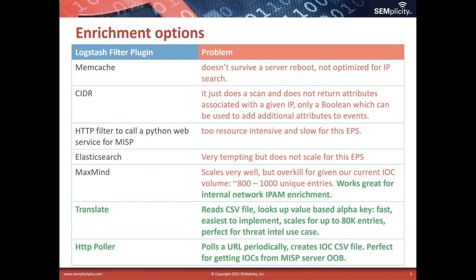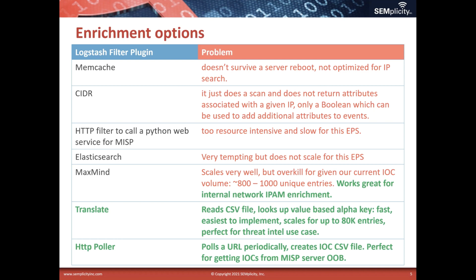So MaxMind, which is the subject of a previous presentation of ours, we really like. MaxMind is what Elastic uses for its GeoIP enrichment. MaxMind contains a really optimized database that's keyed by IP and or by IP range, and it's great for looking up a particular IP and retrieving information about it.